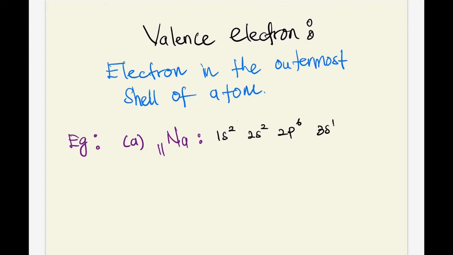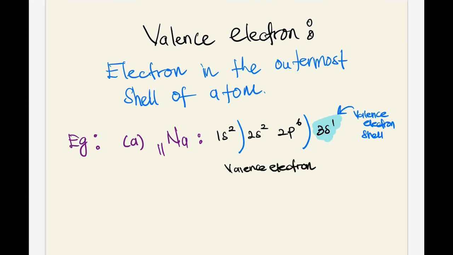So to determine the valence electron, we draw a border between the shells, okay, and the last shell there is 3s1. Therefore 3s1 is the valence electron shell. So the valence electron for the sodium atom is 1.